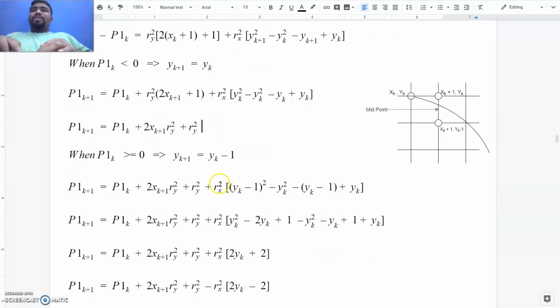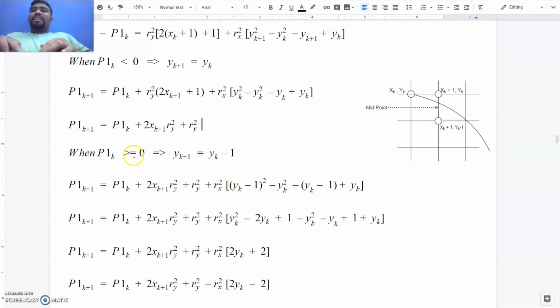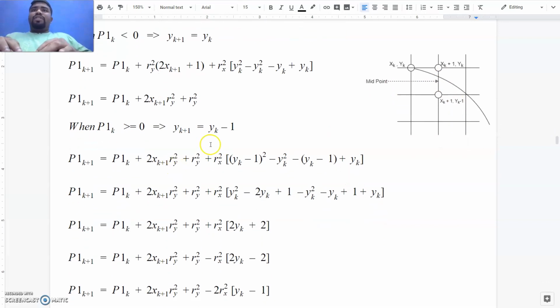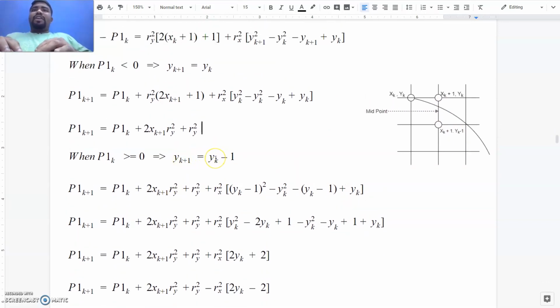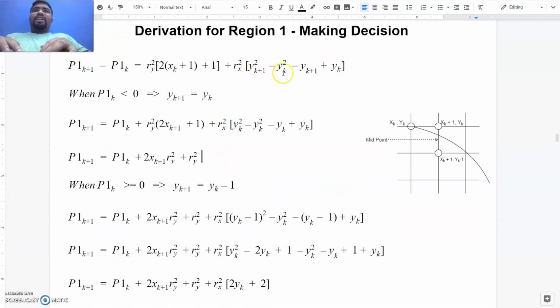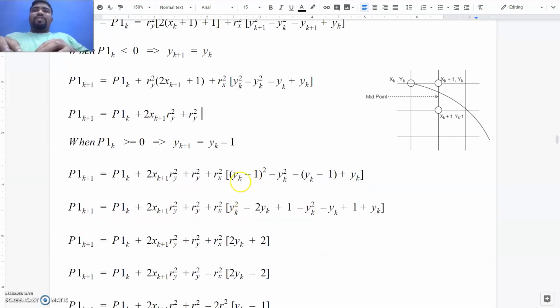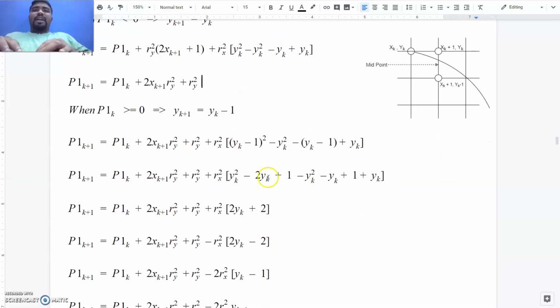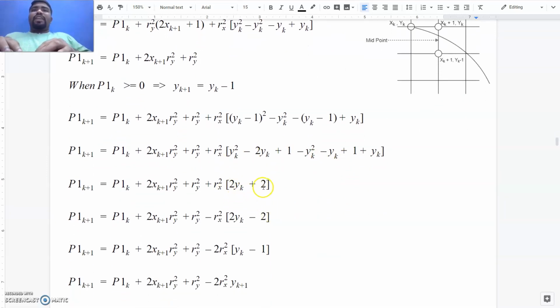Now similarly, when we proceed and we see if p1k is greater than or equal to 0, that means the point lies outside. So obviously the next y would be what? The next y is yk minus 1. So now we replace y of k plus 1 as yk minus 1 wherever we see y of k plus 1. When we do that, we have to expand this. When we expand this, most of the terms get eliminated. And finally, what we have is 2yk plus 2.